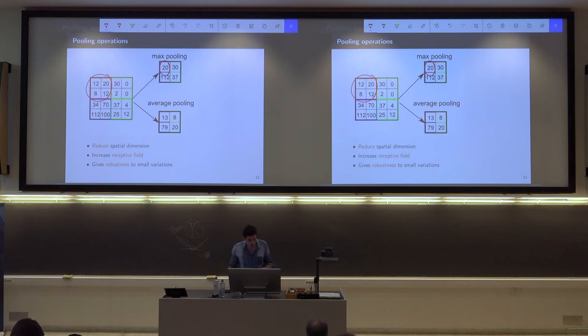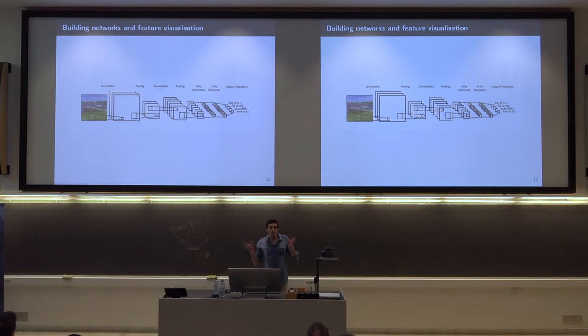It also gives robustness to small variation. If you slightly shift your input image, for instance, the features will vary slightly, but this will probably be compensated by the max pooling. So it gives a bit of robustness to small variations. Okay, that's it. So we have two basic building blocks, the convolution and the pooling operation.